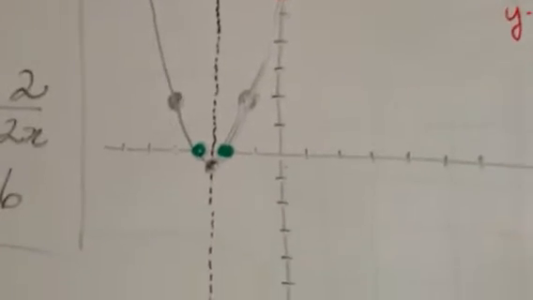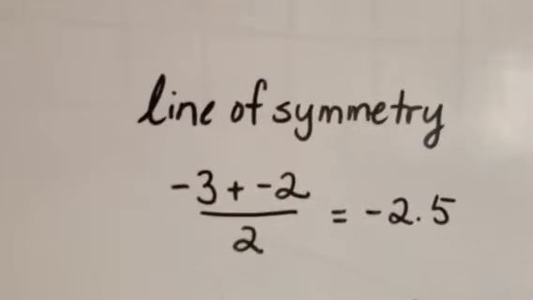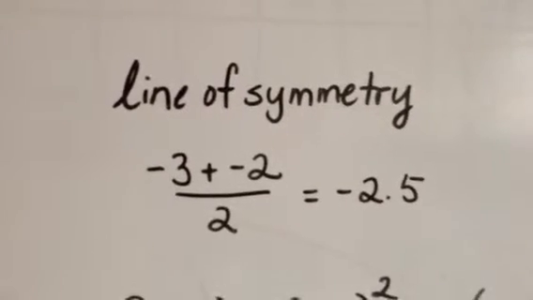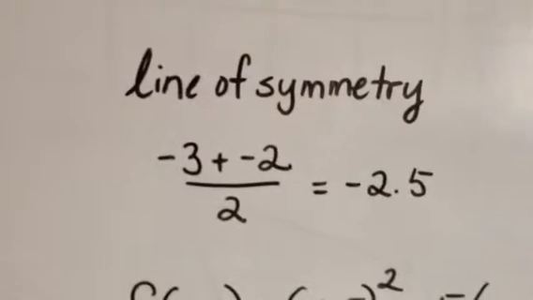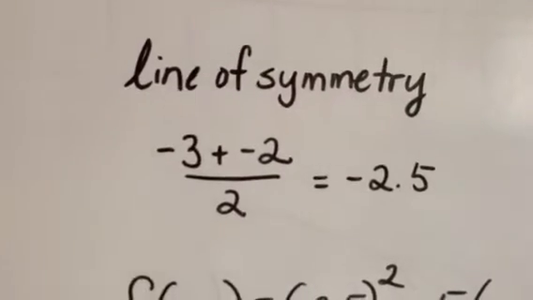So the two I took were the negative 2 and the negative 3, and I took the average of them. That's how I can find the midpoint. That's another thing you brought forward with you from grade 10. Negative 3 plus negative 2 divided by 2 is going to be negative 2.5.